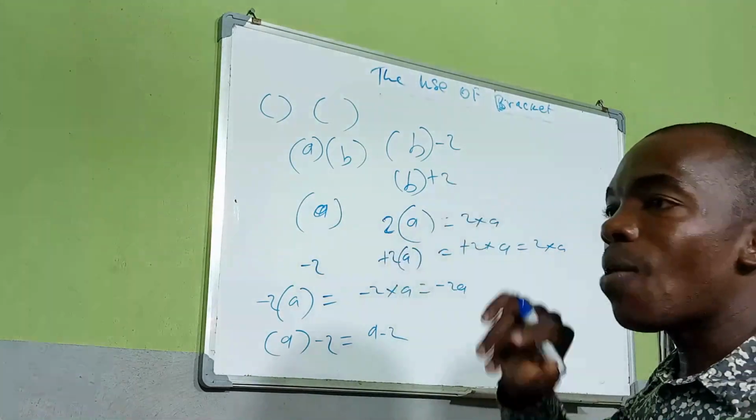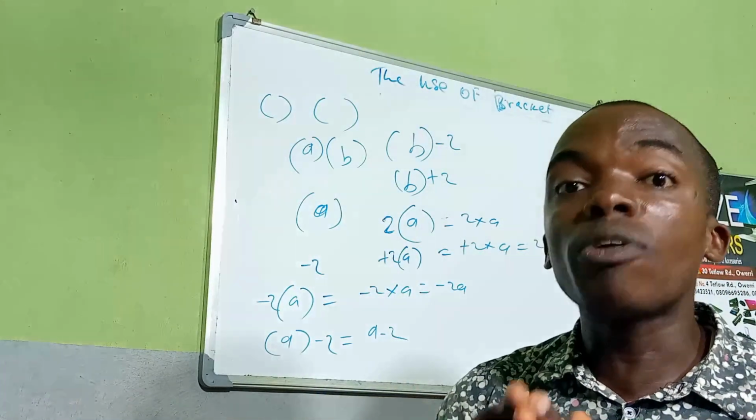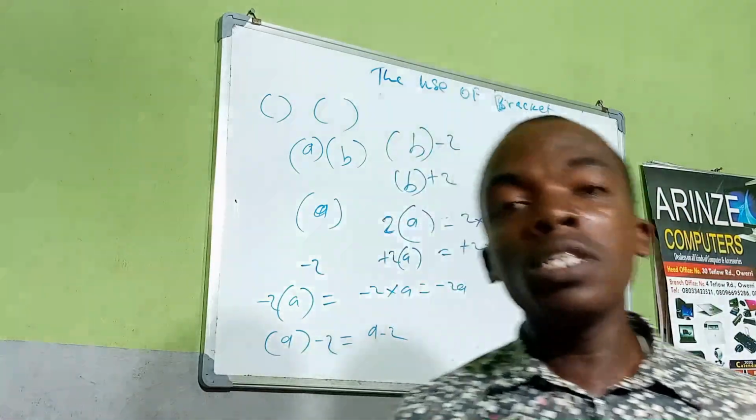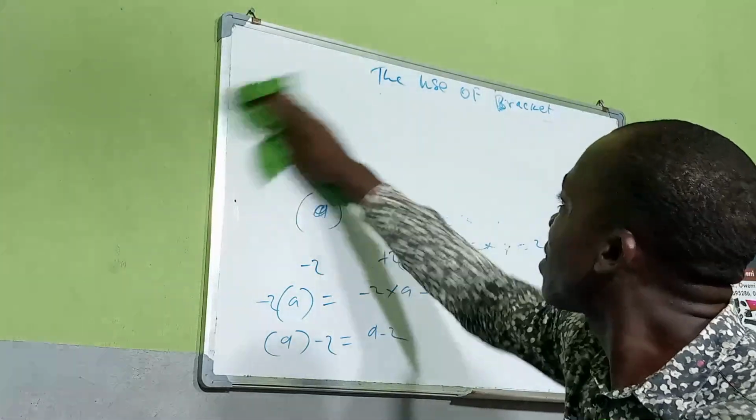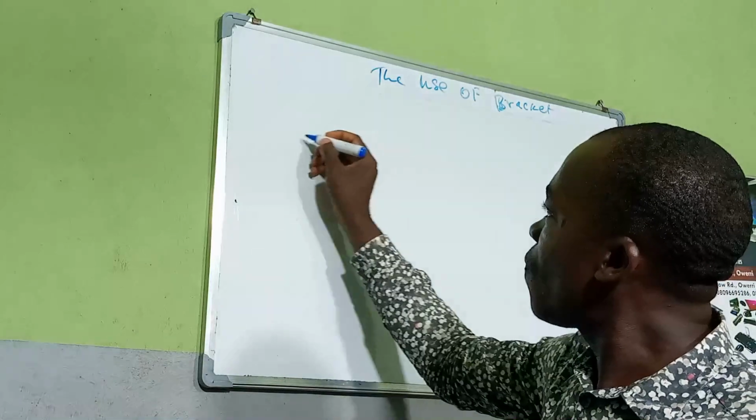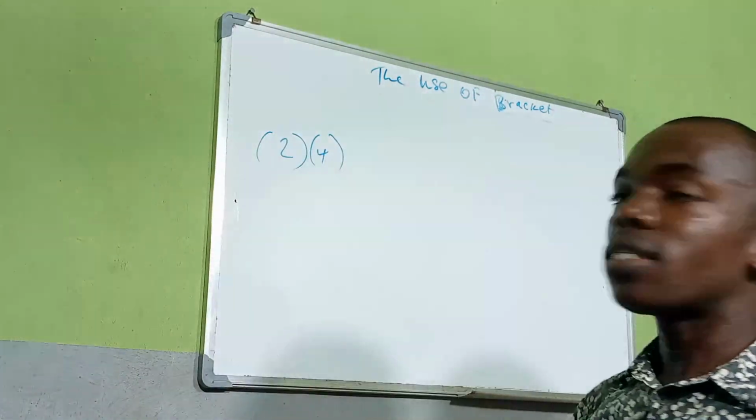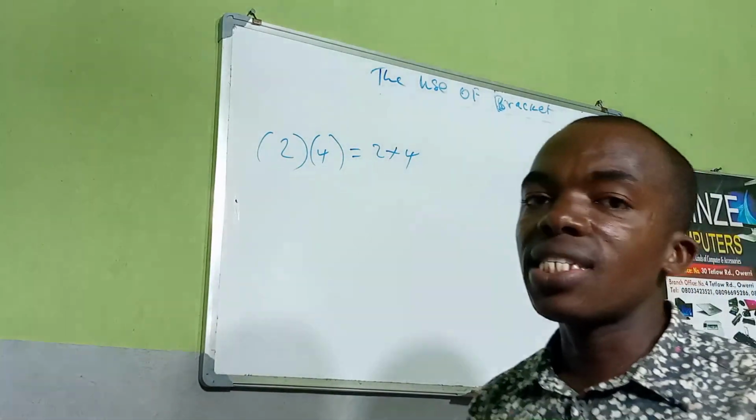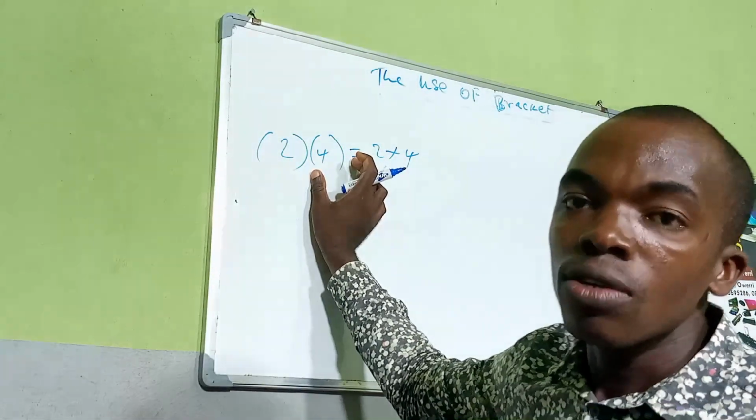Now another thing you should also note is that when 2 brackets are together, it means they are multiplying each other. Do you get? For example, if I have 2, close the bracket, and then 4, this means 2 times 4. It means 2 times what? 4. So this bracket is also multiplying this bracket. So it means 2 times 4.